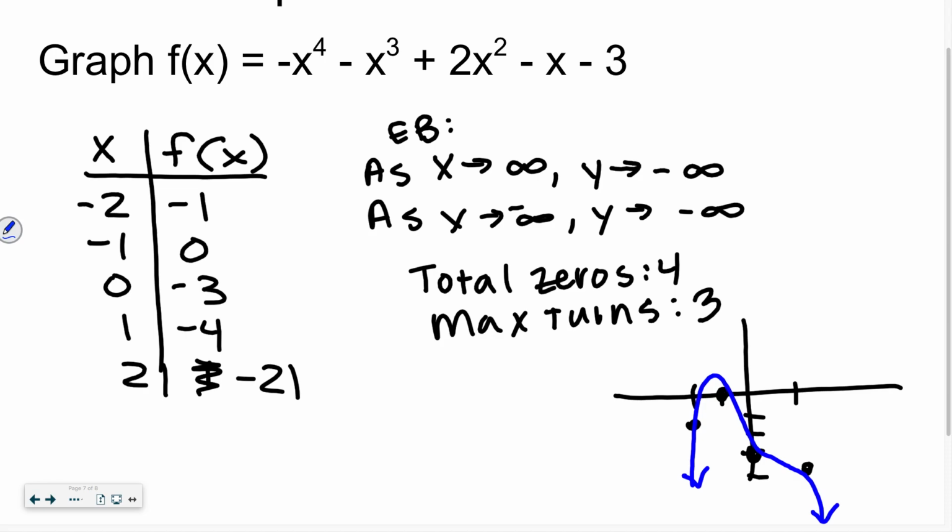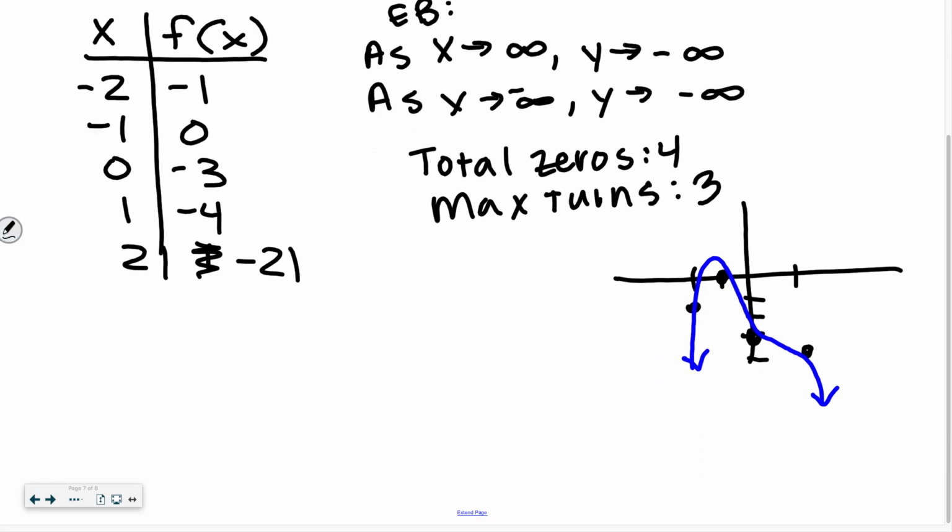No. No, do I have to? Oh, no. No, because some of my zeros could be what? Imaginary. So I wouldn't see the 2 imaginary zeros if they were there. So you don't have to cross the x-axis 4 times in the middle.